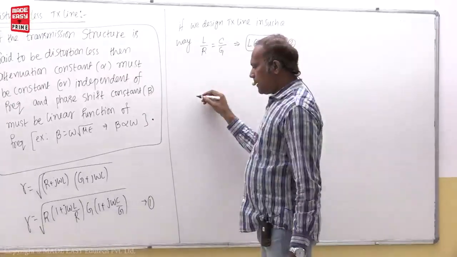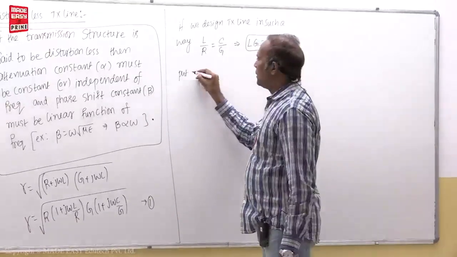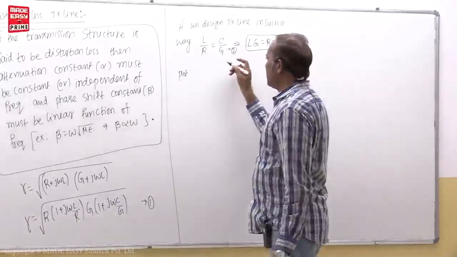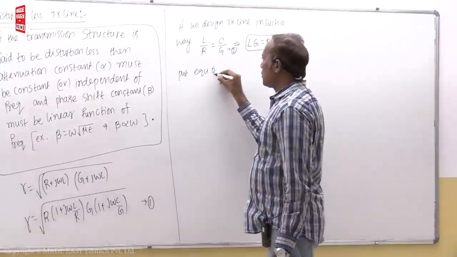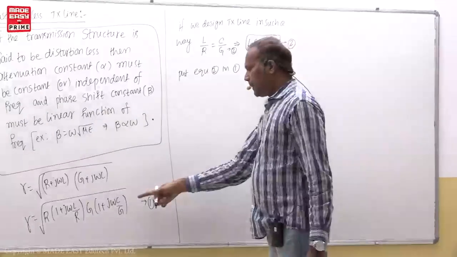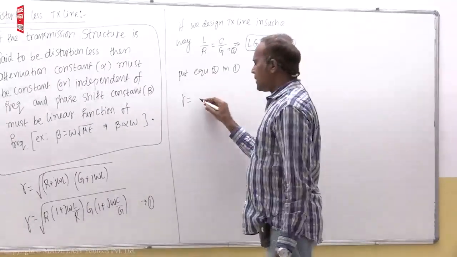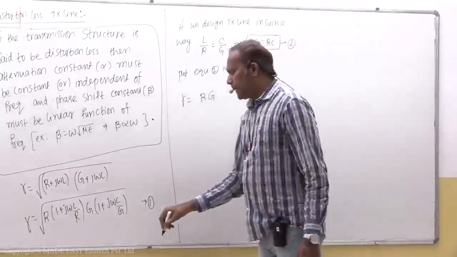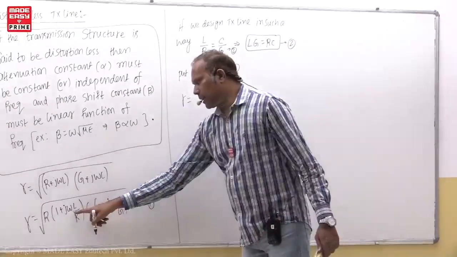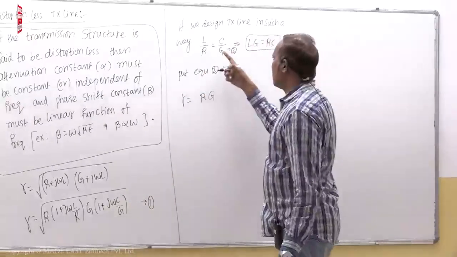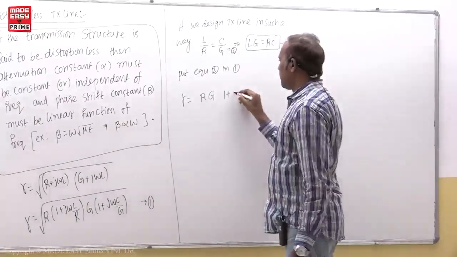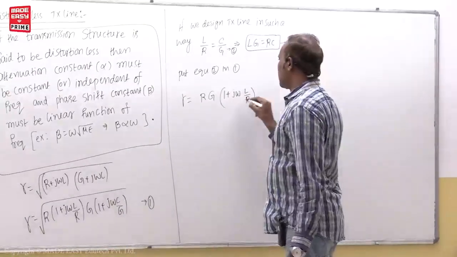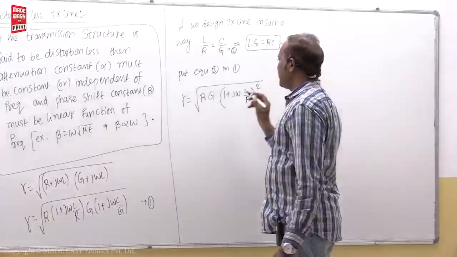Now put equation 2, this is also equation 2, and this one, both are same. Put equation 2 in 1, is this equation, then gamma is equal to root of R into G, then 1 plus j omega L by R, C by G is equal to L by R, so 1 plus j omega L by R whole square we get, root of.